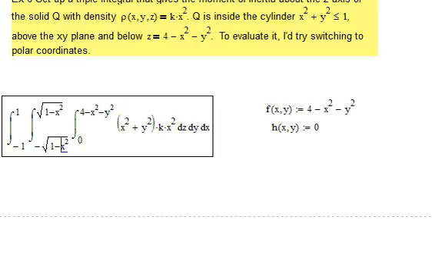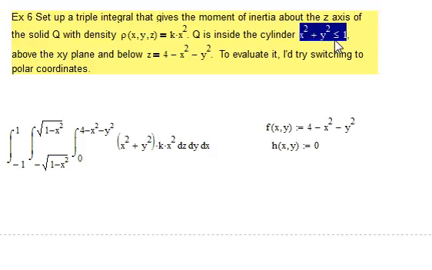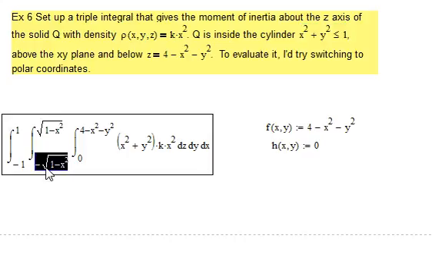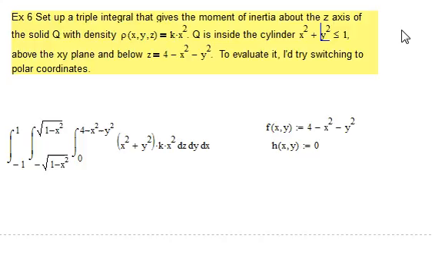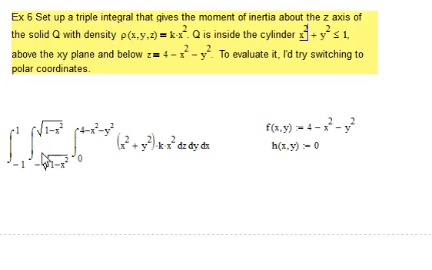Since we're inside the cylinder, we just look at the region in the xy plane, x squared plus y squared less than or equal to 1. That would be a circle. And by the way, the circle as a function of x would be y goes from negative square root of 1 minus x squared to positive square root of 1 minus x squared. So that's that part, and x going from negative 1 to 1.